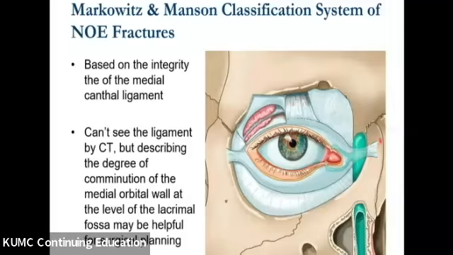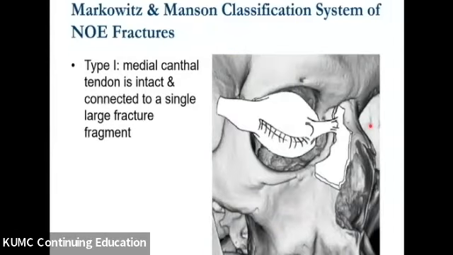It inserts on the medial orbital wall, kind of at the level of the lacrimal fossa. We can't see this ligament by CT, but you can describe the degree of comminution at this medial orbital wall, and it'd be helpful for surgical planning. So these are the different stages of injury. Your type 1 injury is where your medial canthal tendon is intact. This is your medial canthal tendon, and it's attached to a dominant fracture fragment.